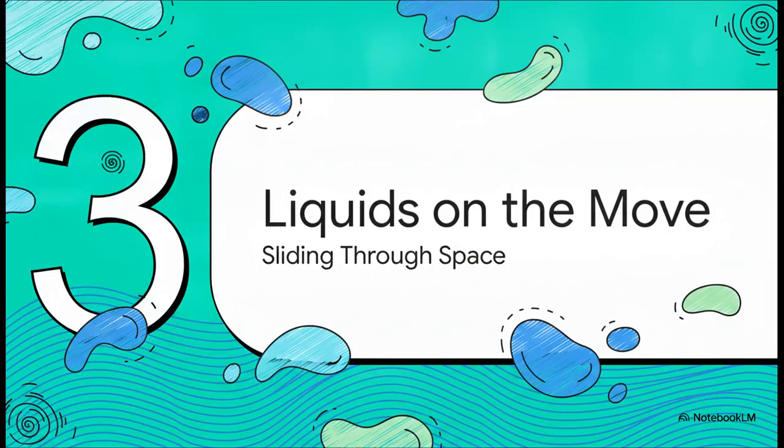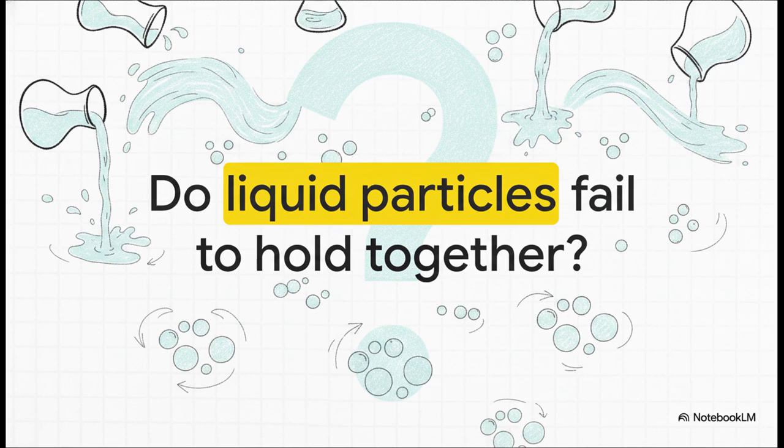Let's turn up the kinetic energy and move on to Section 3, liquids on the move, sliding through space. As we shift our focus to liquids, we see how the microscopic structure fundamentally changes how matter behaves. Now, because liquids can be poured so easily, another big misconception pops up. People often assume that the particles in a liquid simply don't hold together at all, just because the liquid is fluid. They picture these liquid particles just freely floating away from one another like tiny disconnected islands.